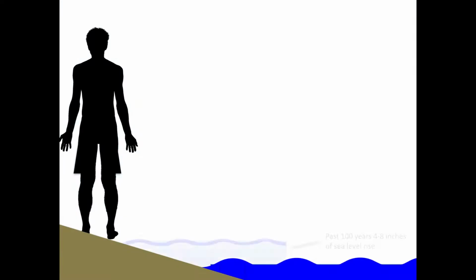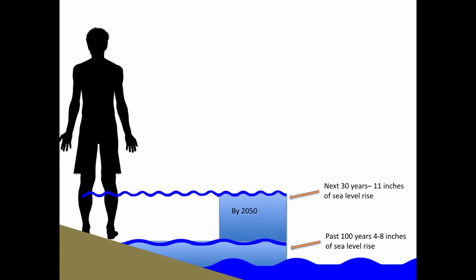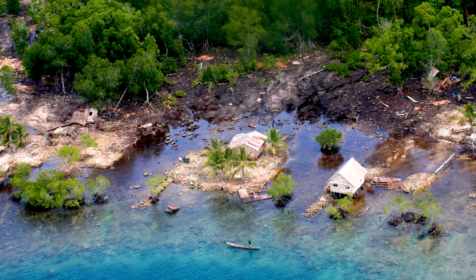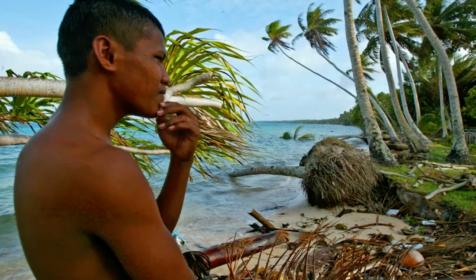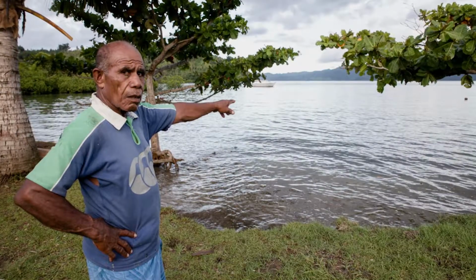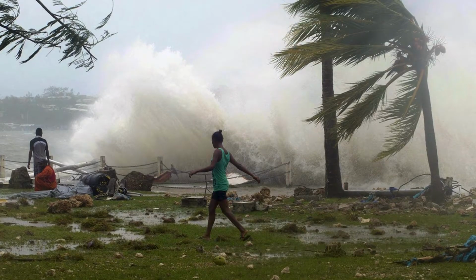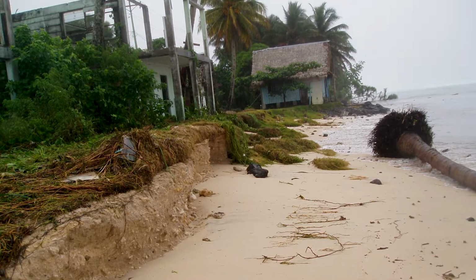Climate change is causing sea levels to rise. The sea is expected to rise 11 inches by mid-century, and an additional 3.5 feet or more over the next 100 years. This is already causing coastal flooding on many islands. We can expect it to get worse and continue to damage homes, roads, and farms. As the sea rises, salt water can ruin wells and crops. Rising seas, combined with storms and big waves, can also wash away shorelines.